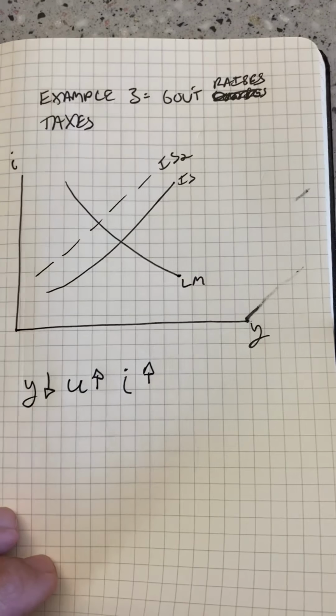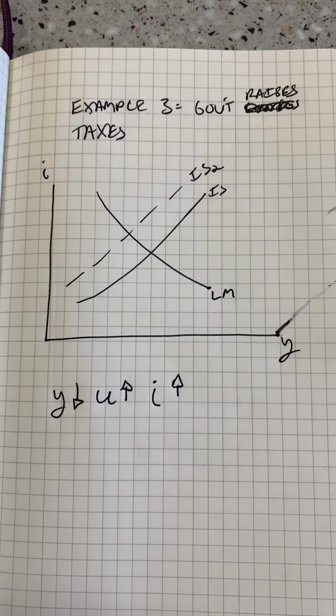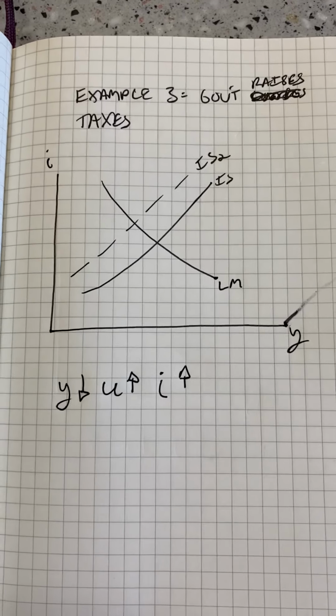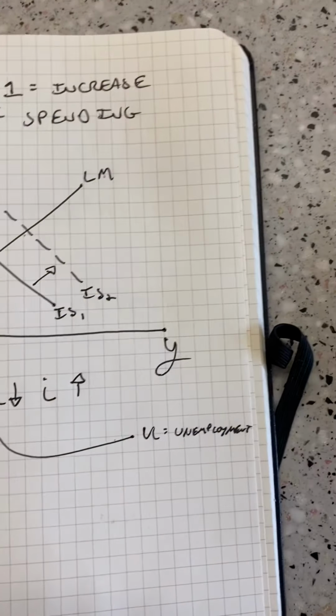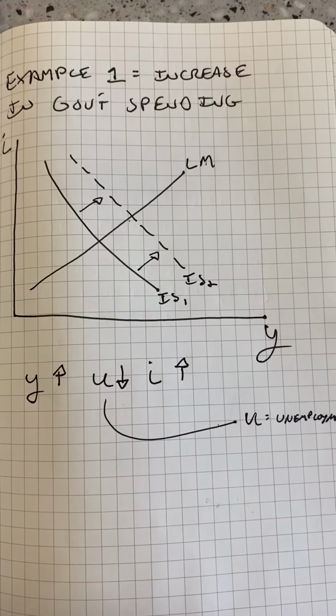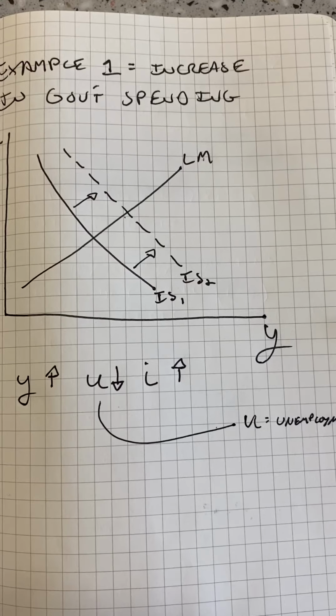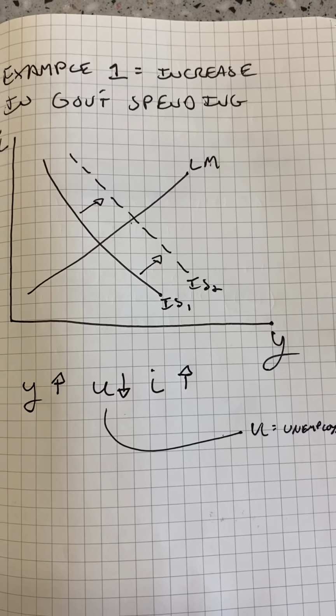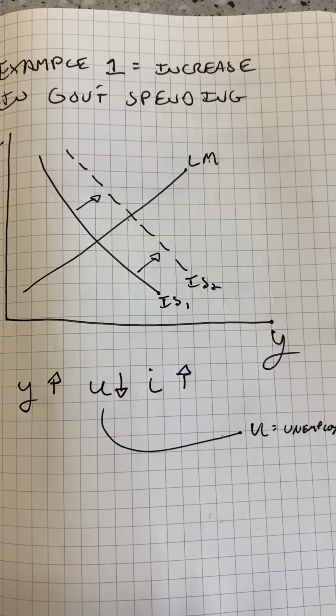So in thinking about the recent fiscal stimulus package that just went through, that is really best represented by example 1. In normal times, that would lower unemployment and increase GDP, also increasing interest rates.